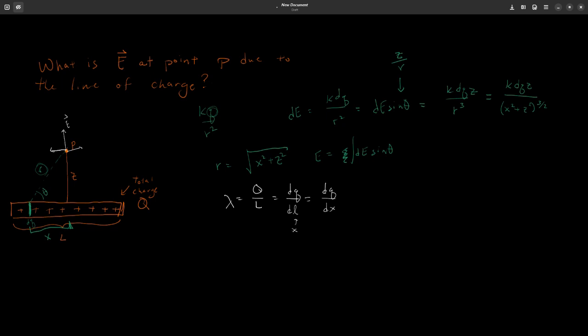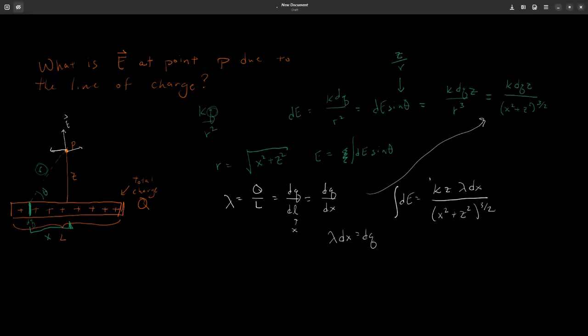And now I can make that replacement in my equation that I had from before. So I'll get that dE is equal to kz dq, but I can see that lambda dx is equal to dq. So I'll get a lambda dx here in place of dq, and then that will be divided by x squared plus z squared to the 3/2 power. Now all that's left to do is integrate.